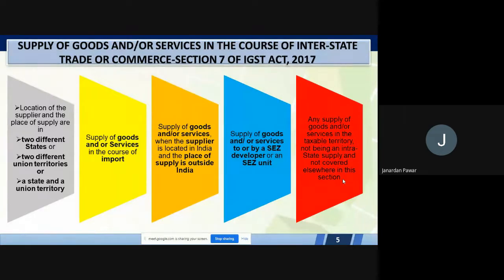As I told you, IGST is applicable whenever we go for an interstate transaction. Whenever we go for interstate transaction, the supply of goods and services, then only IGST is applicable. For intrastate, IGST is not applicable. For intrastate, CGST and SGST or UTGST is applicable. So we are not talking about intrastate, we are talking about interstate. Whenever an interstate transaction is taking place, we need to go for this one. So look at this.